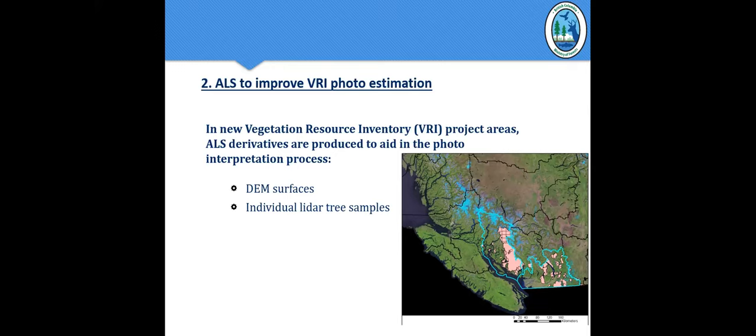The first is to create higher resolution digital terrain models for the soft copy estimation. And the second is to provide the photo interpreter with individual tree LiDAR samples across a grid and kind of spanning all of the polygons. So they have a good idea of what the tree heights are in those polygons prior to the attribution. And so we're applying these in two areas of the province right now in the graphic, the Fraser Timber Supply Area, just outside of Vancouver, and the Sunshine Coast. So next slide, please.